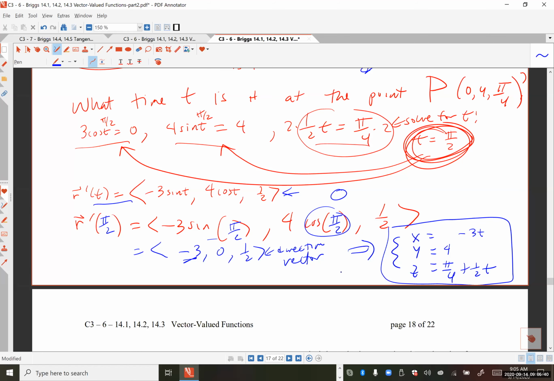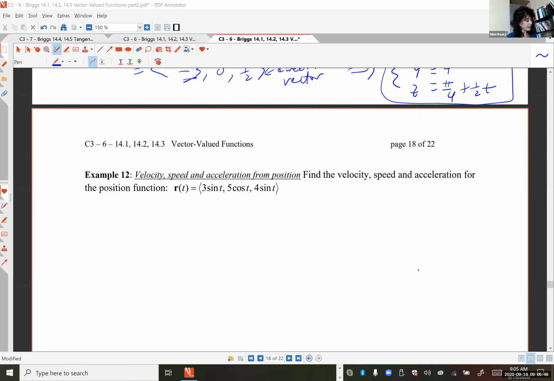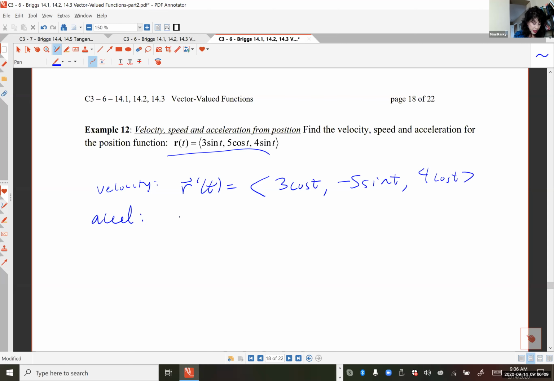Pretty straightforward. Okay, now let's do something that's also pretty straightforward. Let's say somebody gives you a position function and asks you to get velocity, speed, and acceleration. You're just going to use the definitions we did at the beginning of lecture. Velocity is just the first derivative: easy peasy, 3 cos, minus 5 sine, and 4 cos. Then acceleration is the second derivative of position, so I get minus 3 sine, minus 5 cos, and minus 4 sine.